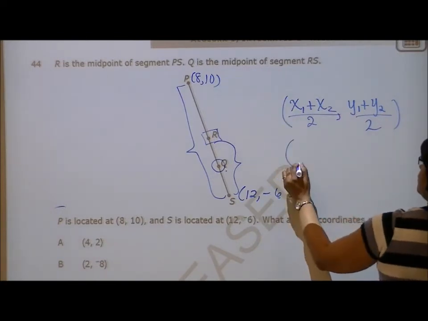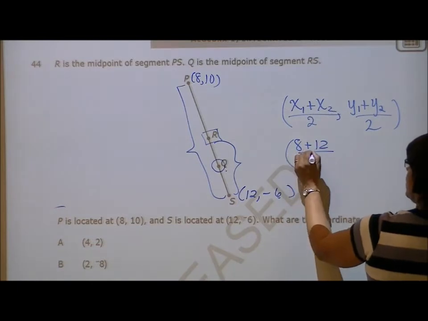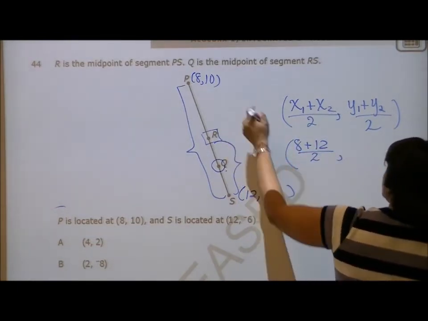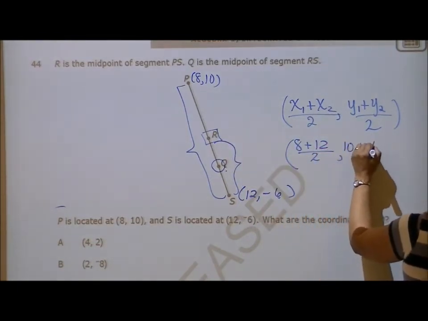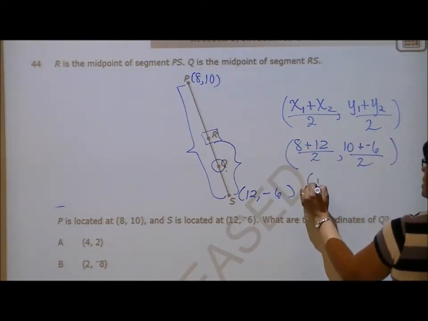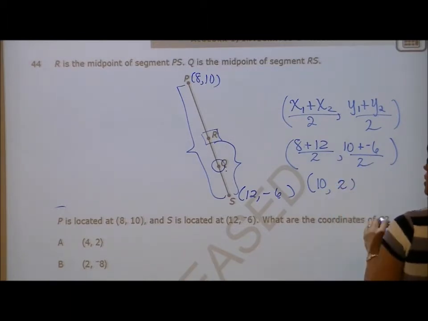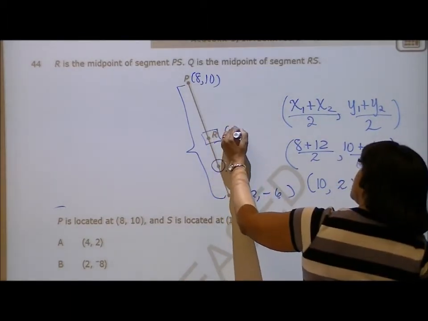So the first thing we're going to do is 8 plus 12 divided by 2. And for the y's, 10 plus negative 6 divided by 2. 20 divided by 2 is 10. And 10 minus 6 is 4, divided by 2 is 2. So we're saying that this is (10, 2).